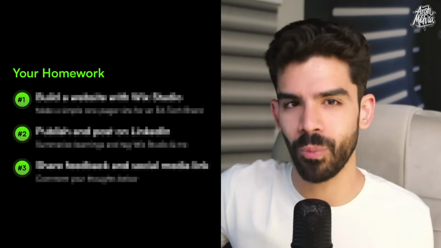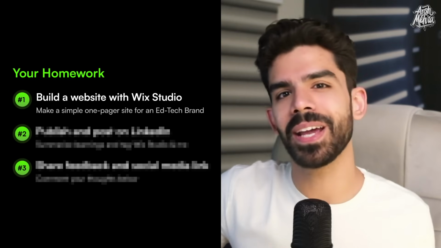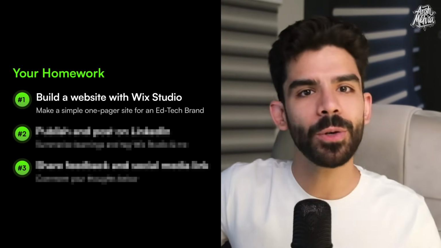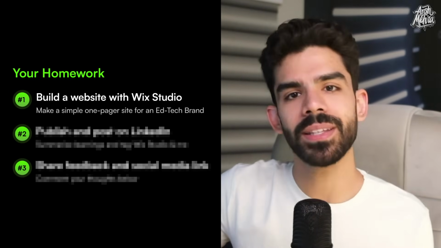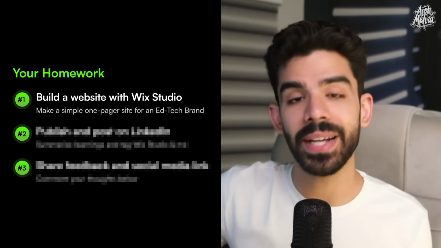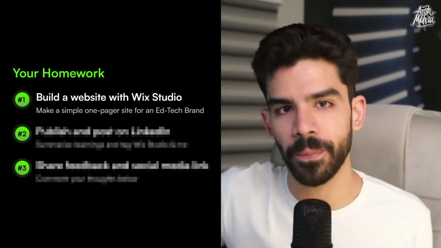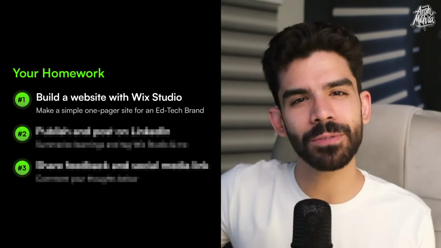Now, to make this video more actionable, let me give you a homework. Number 1, try to create a website for a fictional edtech brand using Wix Studio. You don't need to pay anything to get started. You'll find the link in my description. Make a simple one-pager with a sticky header that leads to an email. So you should have a CTA that leads to an email to your own company. And make sure you have at least 4 different sections.